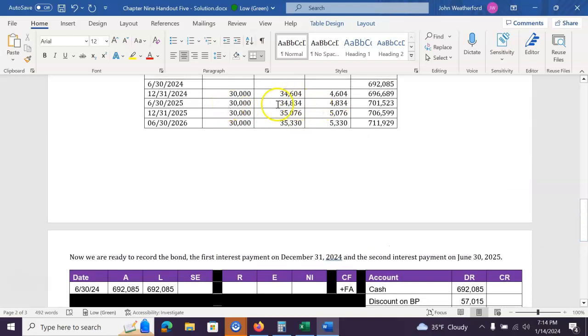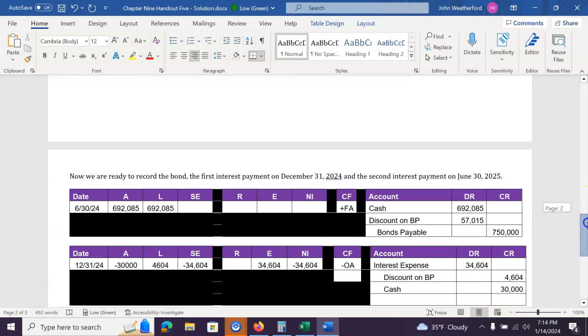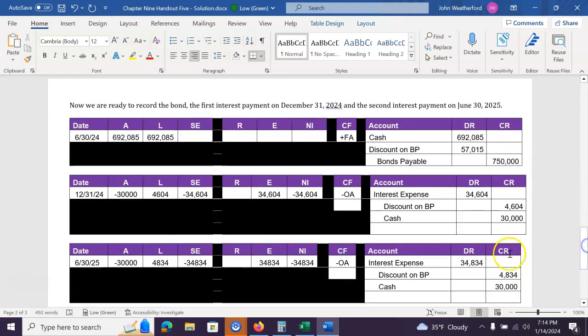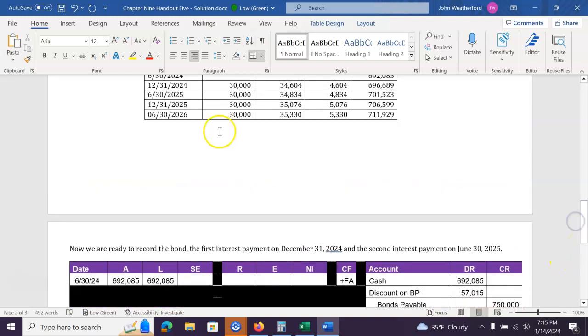We're going to debit interest expense for $34,834. We're going to credit cash for $30,000 and credit the discount on bonds payable for the difference. And again, that's just your 630.25 row from the amortization schedule. So I know this takes some time, but it does make the journal entries very easy.